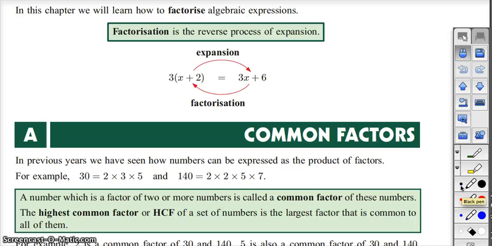Okay, what we're looking at now is a thing called factorisation. Now, who's really dodgy with their multiplication? Who's really dodgy with their times tables? Okay, I'm really sorry for you because it's going to come back to bite you right now. Factorisation is about making something more simple.